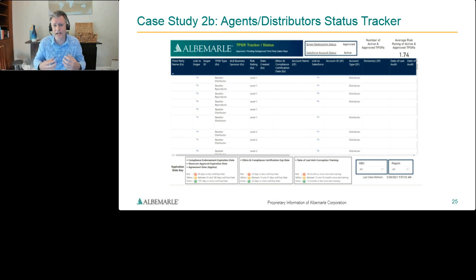This tracker is very helpful for the compliance team because they can see when a third party is coming up for a due diligence refresh. But it's also very helpful as a tool for our sales organization because it's primarily their responsibility to manage these distributors and to ensure that they are having all of those requirements met, whether it be the certification, the training, and everything.